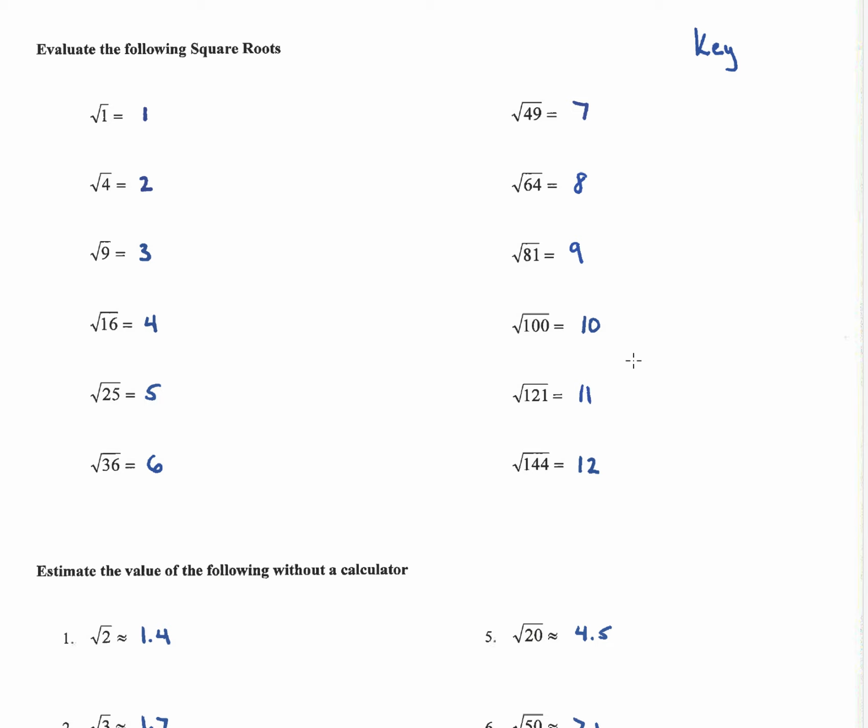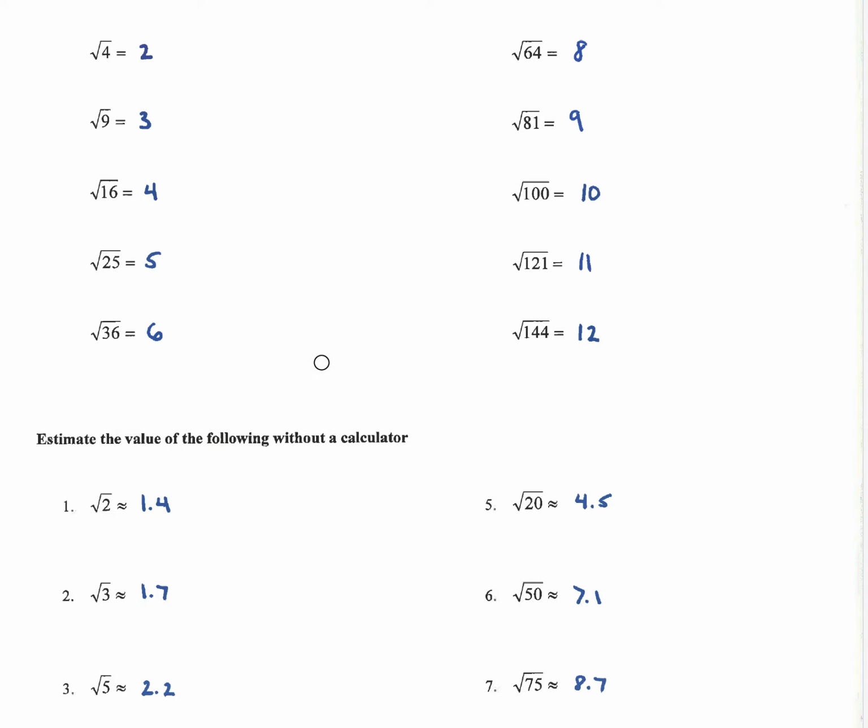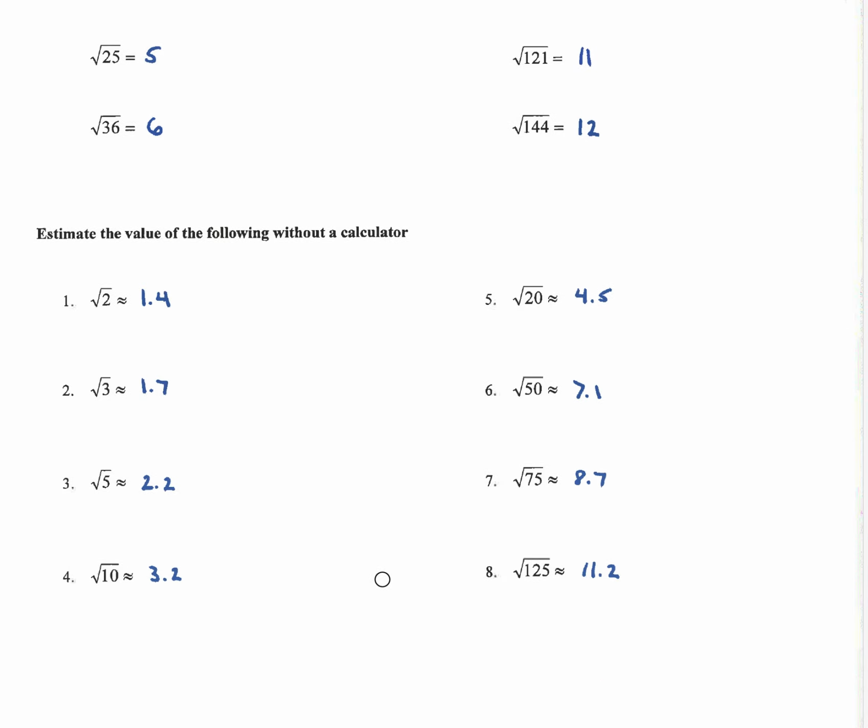Square roots, estimating with square roots, Pythagorean triples, using the Pythagorean theorem to find the distance between two points. This first part right here, all we're really doing is looking at all the perfect squares. All of these things you see, square root of 1, square root of 4, square root of 9, square root of 16, they're all just the numbers because those are what we call the perfect squares. When I'm down here, these are not perfect squares.